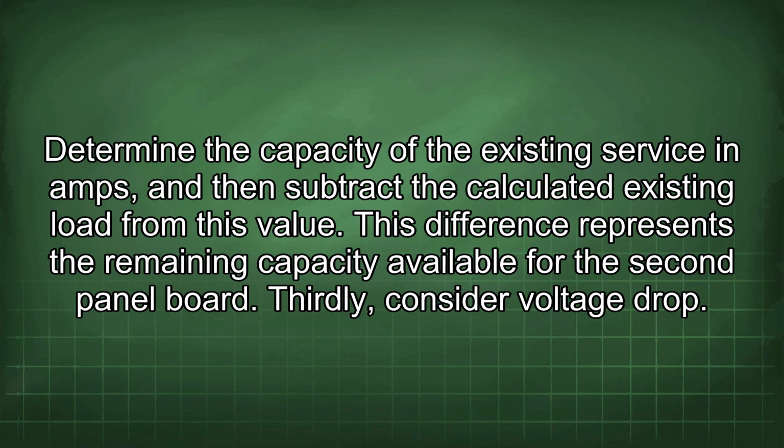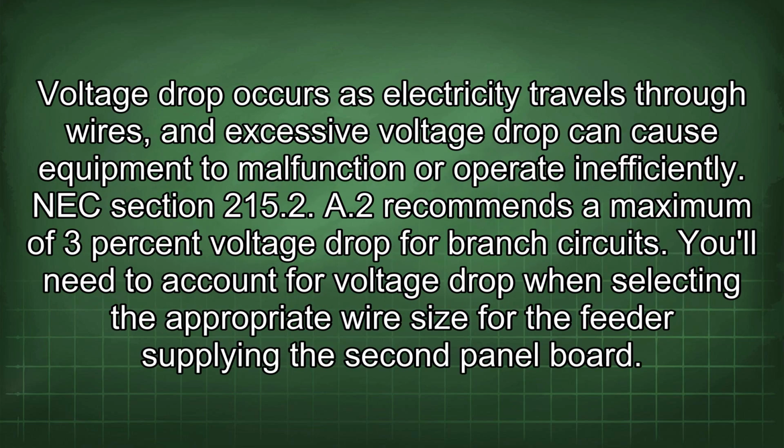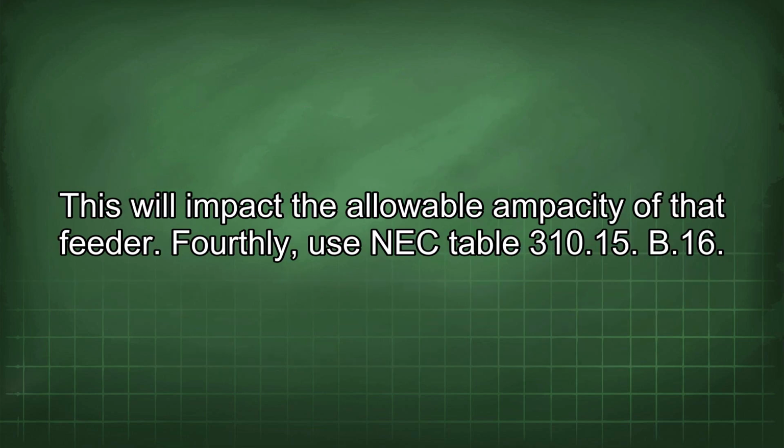Thirdly, consider voltage drop. Voltage drop occurs as electricity travels through wires. An excessive voltage drop can cause equipment to malfunction or operate inefficiently. NEC Section 215.2 A2 recommends a maximum of 3% voltage drop for branch circuits. You'll need to account for voltage drop when selecting the appropriate wire size for the feeder supplying the second panel board. This will impact the allowable ampacity of that feeder.